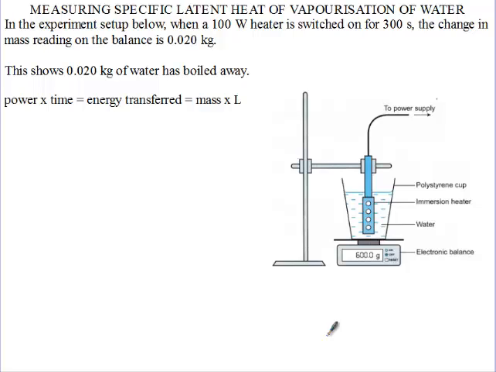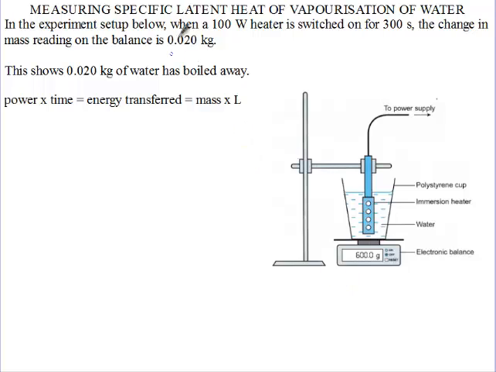Now let's see how we can measure the latent heat of vaporization of water. We're going to collect water in a cup. We suspend our heater on a retort stand and then dip it into the water. We're going to heat this water at its boiling point for some time and check the change in mass.